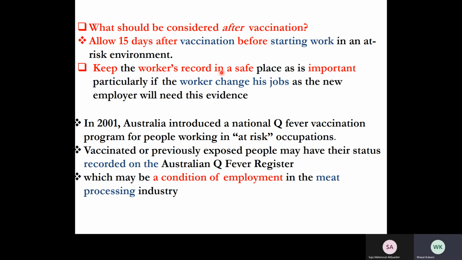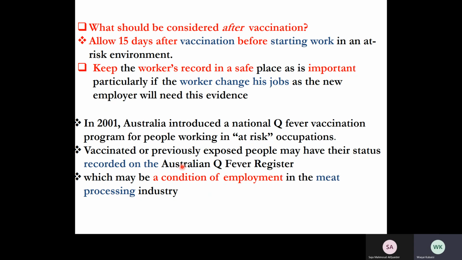Remember, a complete record of the person, and this record should be transferred whenever the job is changed. Keep the worker record in a safe place, particularly if the worker changes his job from area to area. In 2001, Australia introduced a national Q fever vaccine program for people working at risk. A vaccinated or previously exposed person may have their state record on the Australian Q fever register.